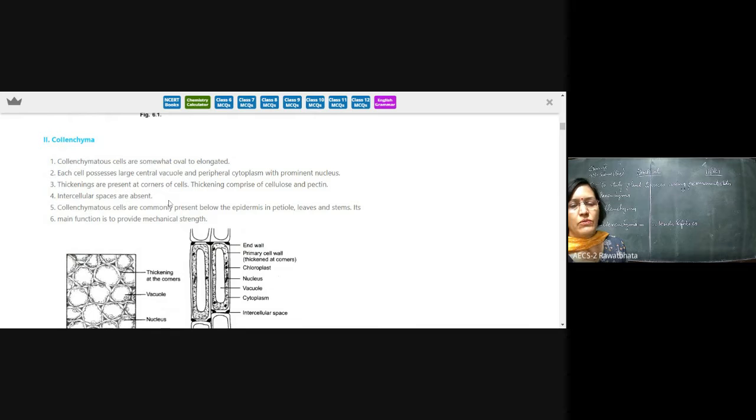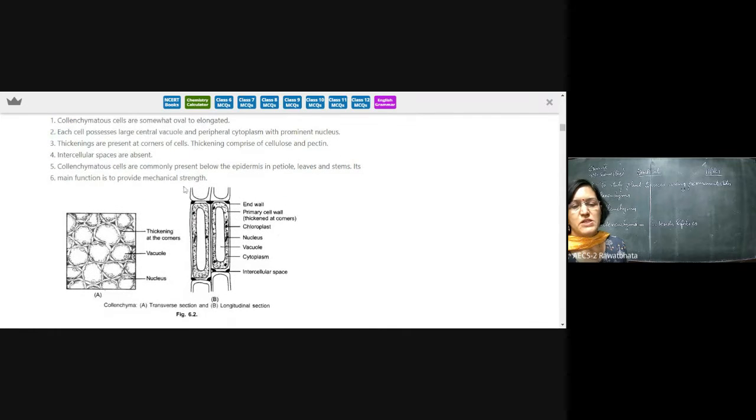Collenchyma, on the other hand, is somewhat oval to elongated, with a large central vacuole. As in any plant cell, these features are common. Thickening at the corners of the cell, and that comprises cellulose and pectin. This is the important feature of collenchyma. Of course, intercellular spaces will be absent because here the spaces are filled with the thickening, making sure that the thickening is there only at the corners. It is not covering the whole body of the cell membrane or the cell wall.